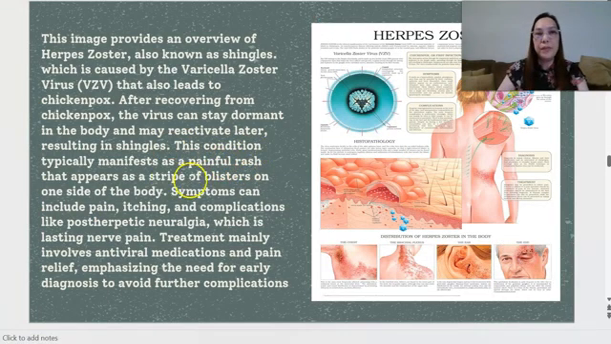This image provides an overview of herpes zoster. And you can see in this slide the locations or areas where the rashes occur when the virus affects the skin later on in adulthood.